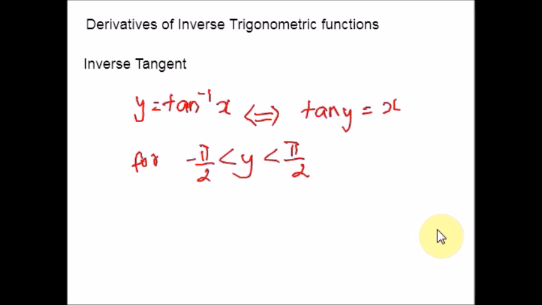To convince yourself that this range will cover all possible values of tangent, you can do a quick sketch of the tangent function, and we can see that in this range we do indeed cover all possible values of tangent. Also, in this case, there are no restrictions on x because tangent can take on all possible values. Please notice this.